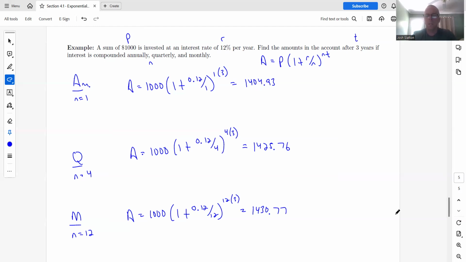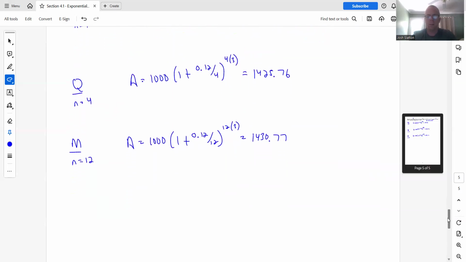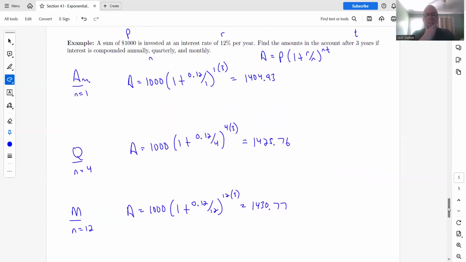Okay, that's really all there is to it. I mean, this is a very basic calculation. It's just a matter of remembering the formula. So no big deal there. If you have any questions on this section, feel free to email me.